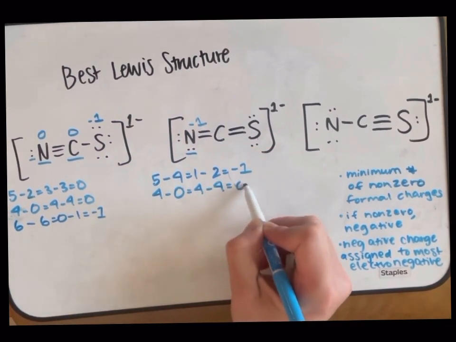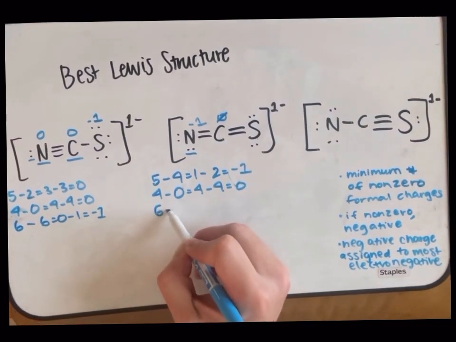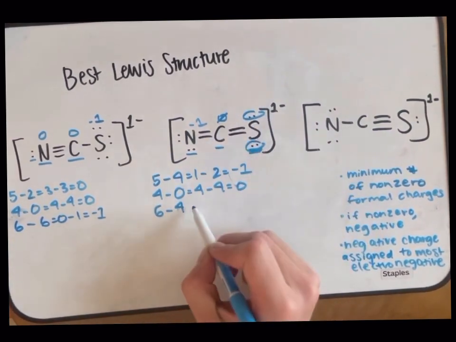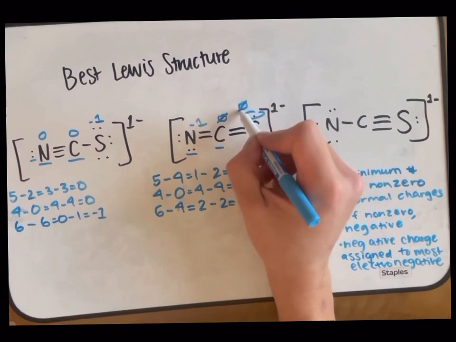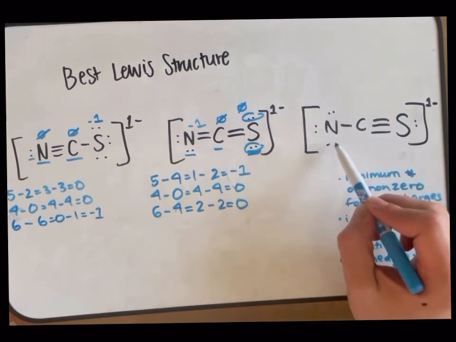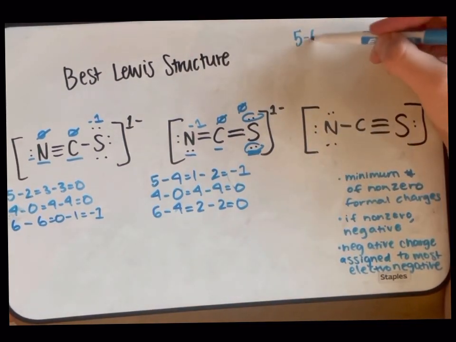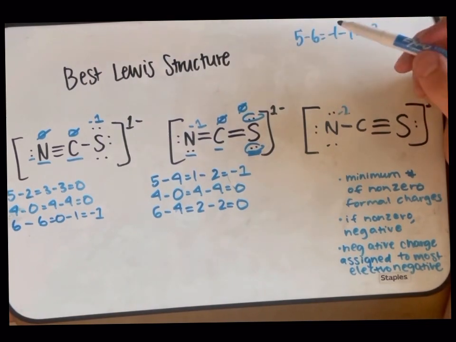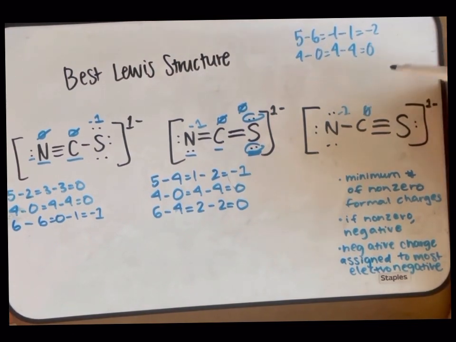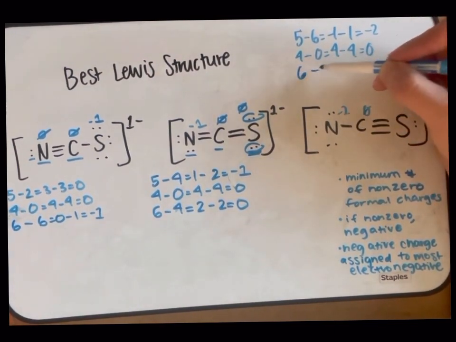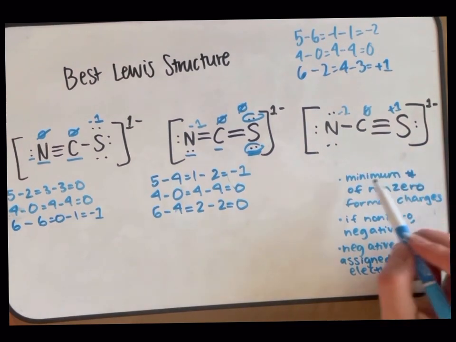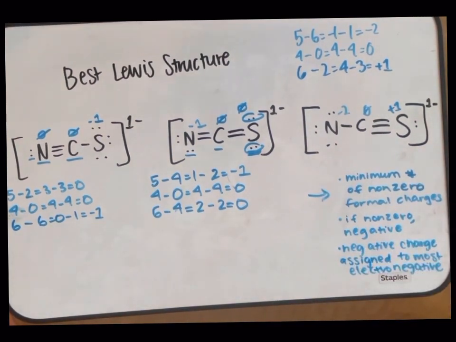So we're going to do the same thing, finding the formal charges for each atom. So N has a -1 charge, C has a 0 charge, and S has a 0 charge. So let's calculate the last couple. So N has a -2 charge, C has a 0 charge, and S has a positive 1 charge.